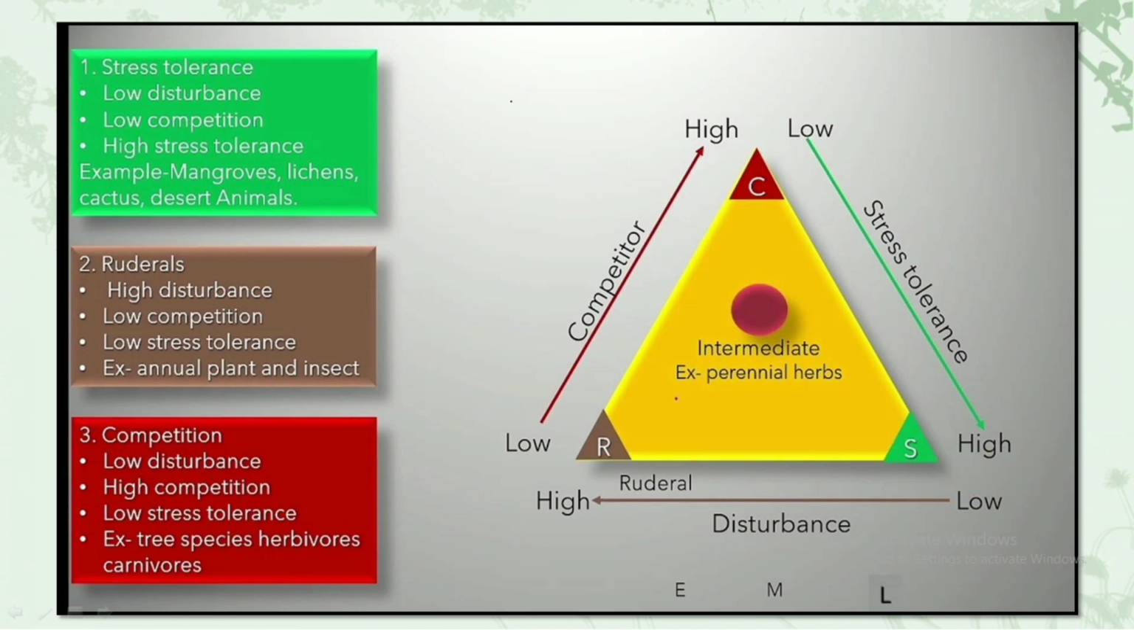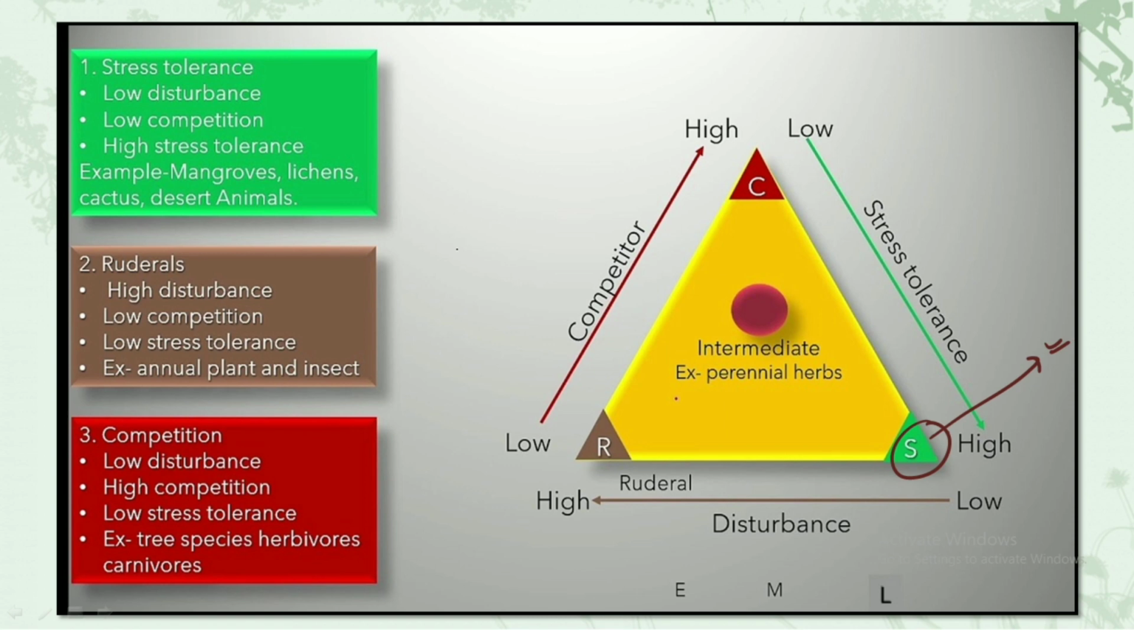This was about the Grime's triangle. Now we have to remember a few more points, that is, we have to remember the areas where the specific types of plants and animals are found. The first thing that you have to remember is that in the stressed area, that is this area, we mainly have the mangroves and the lichens being present. These are the common examples of the same.